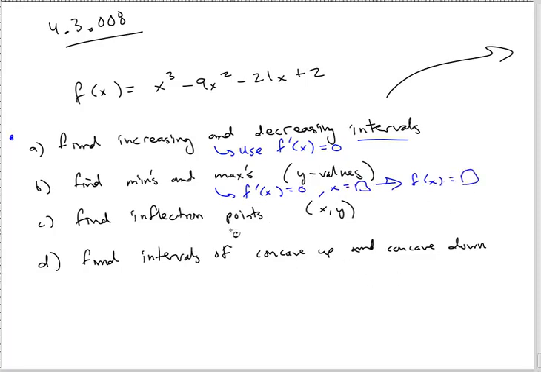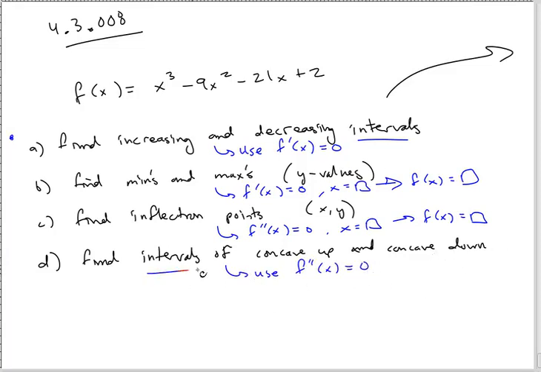Okay, inflection points. This is when your second derivative is equal to 0. Solve for x, plug it back in, and solve for y. Find the intervals of concave up and concave down. Well, this time we're going to use the second derivative equals 0, and then find the intervals around that. So what are we really going to do here? We're going to take our derivative set equal to 0, and our second derivative set equal to 0.